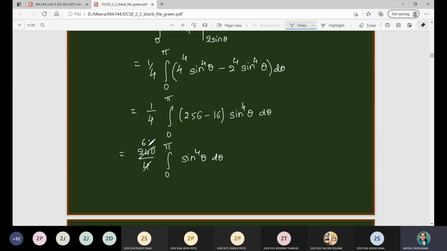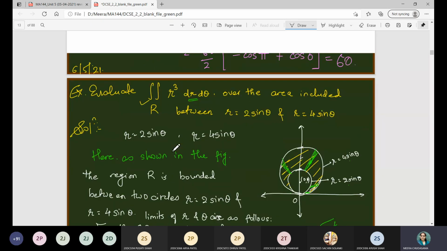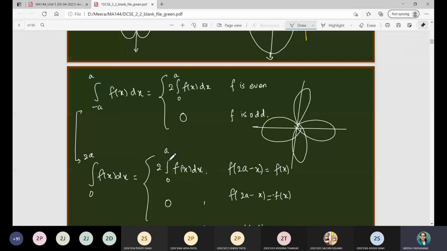So this will be 60, and now you can see that either you can convert sine raised to 4 theta in terms of the trigonometric formula, and you can arrive at the simple argument with sine theta power 1, or you can apply the formula of the integration I have described to you. These are the formulas I have already told you.